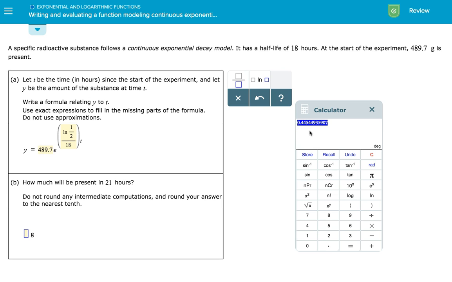Now we're not going to round this or anything, we're going to leave that and multiply that by 489.7, which is what we had left in here. And then it equals 218.1365514. So this is where we're going to round our answer to the nearest tenth, 218.1. So we get 218.1 grams, it's our final answer, using this equation that we'd already solved for.